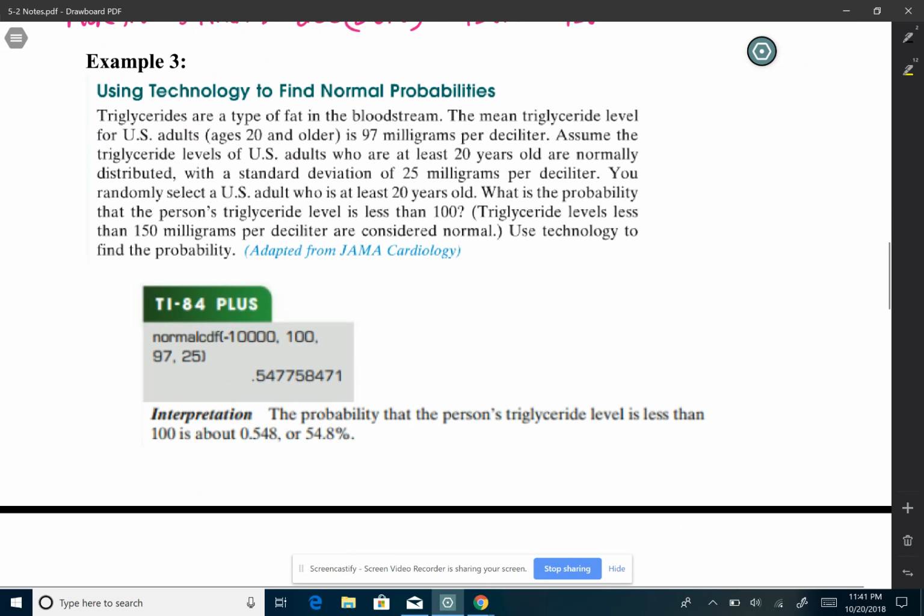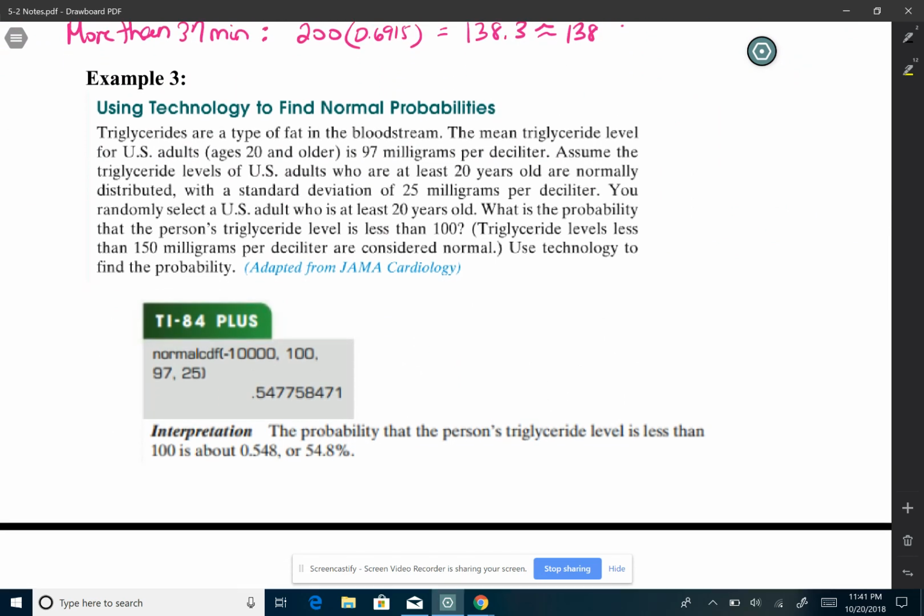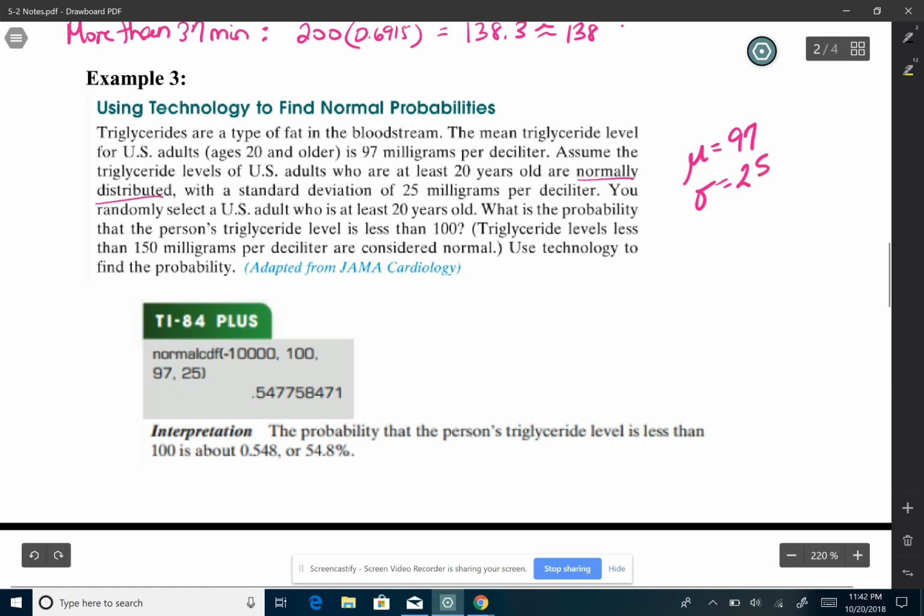Okay, and then this last one, there's not really anything to work here. I'm just pointing out how to do these on the calculator again. And we have the mean is 97. If you read through the problem, the mean is 97. It says they're normally distributed. Again, very important. Standard deviation is 25. And you randomly select an adult who is at least 20 years old. What's the probability the person's level is less than 100?